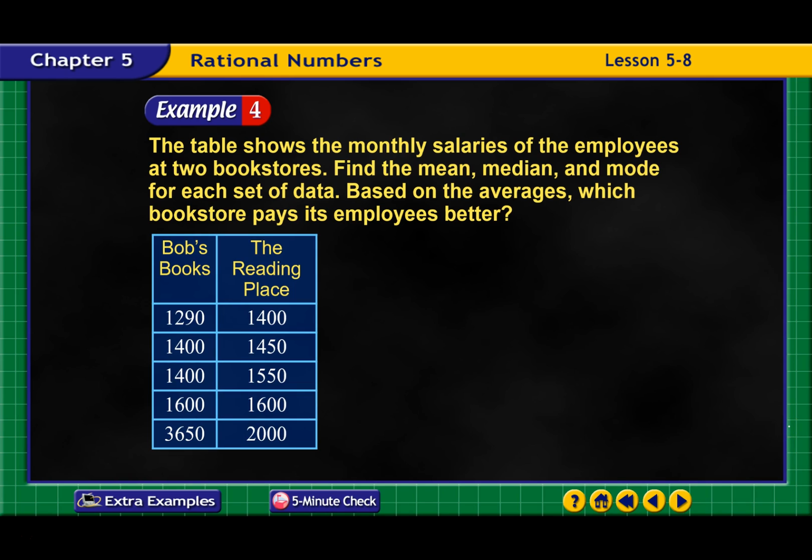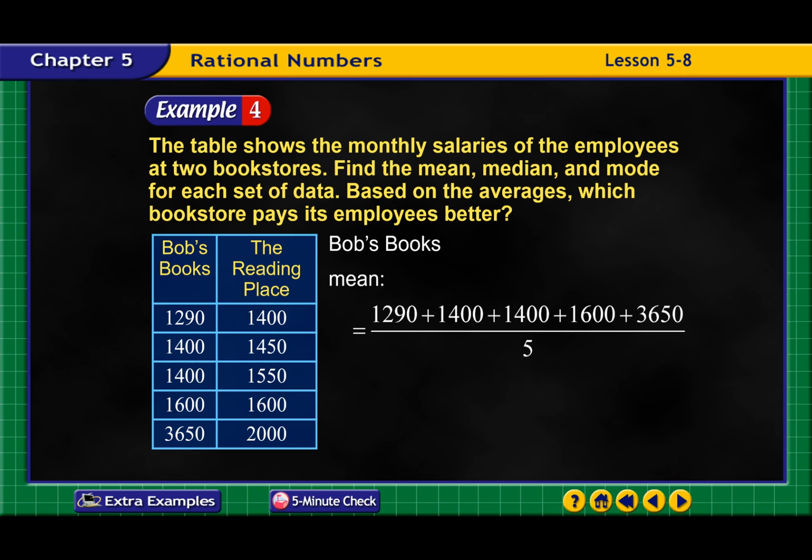All right, the table shows the monthly salaries of employees at 2 bookstores. Find the mean, median, mode of this. Based on the averages, which bookstore pays better? So we're comparing this side to this side. So I'd say we need to find the average of these two.